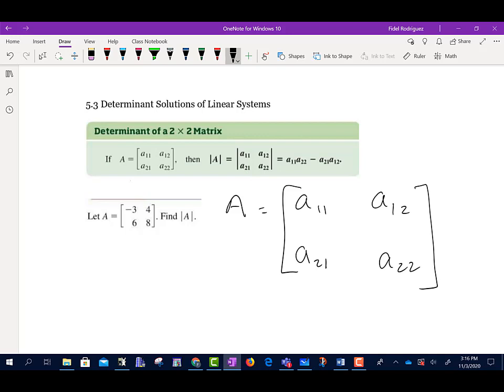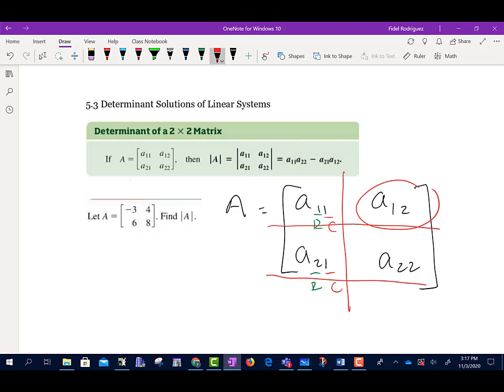The first number here refers to the row, and the second number here refers to the column. So A11 is in the first row, going left and right, and in the first column. If I look at this one here, this is in the first row and in the second column. That's basically how they define what the 1,2 and the 1,1 mean.